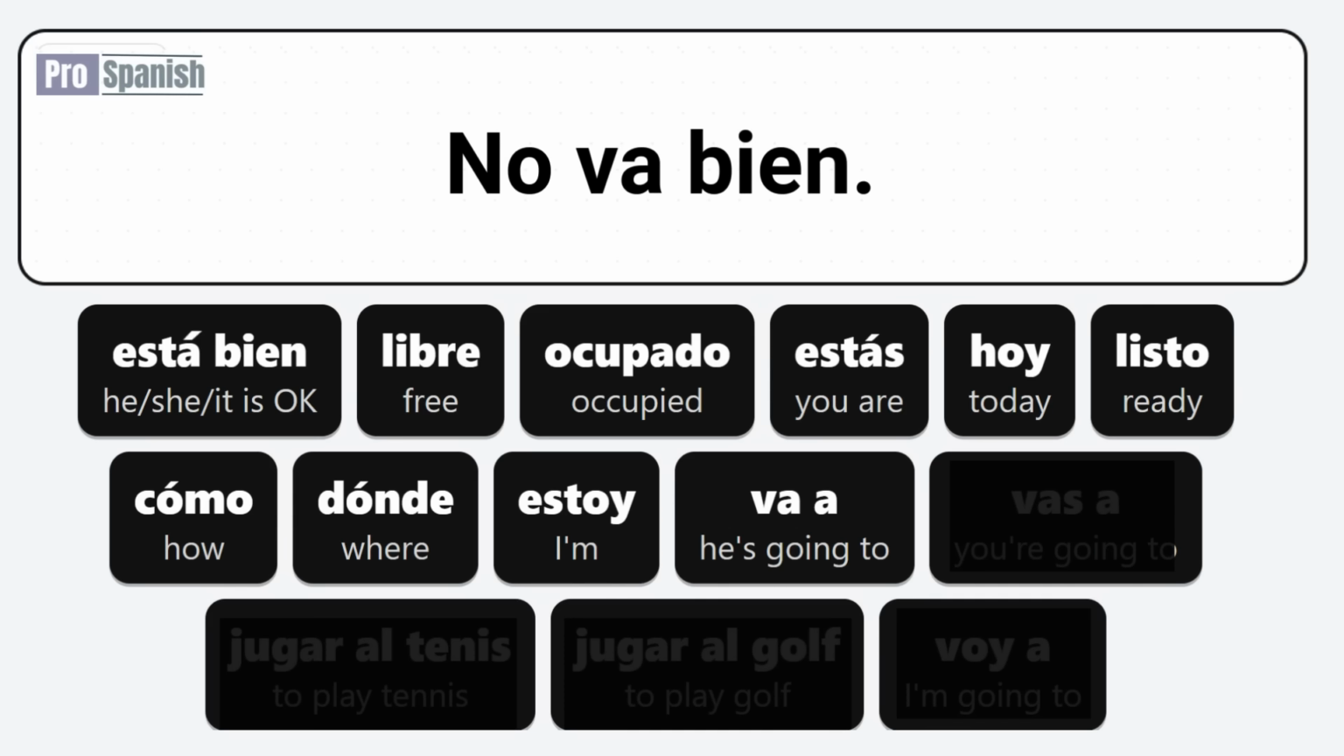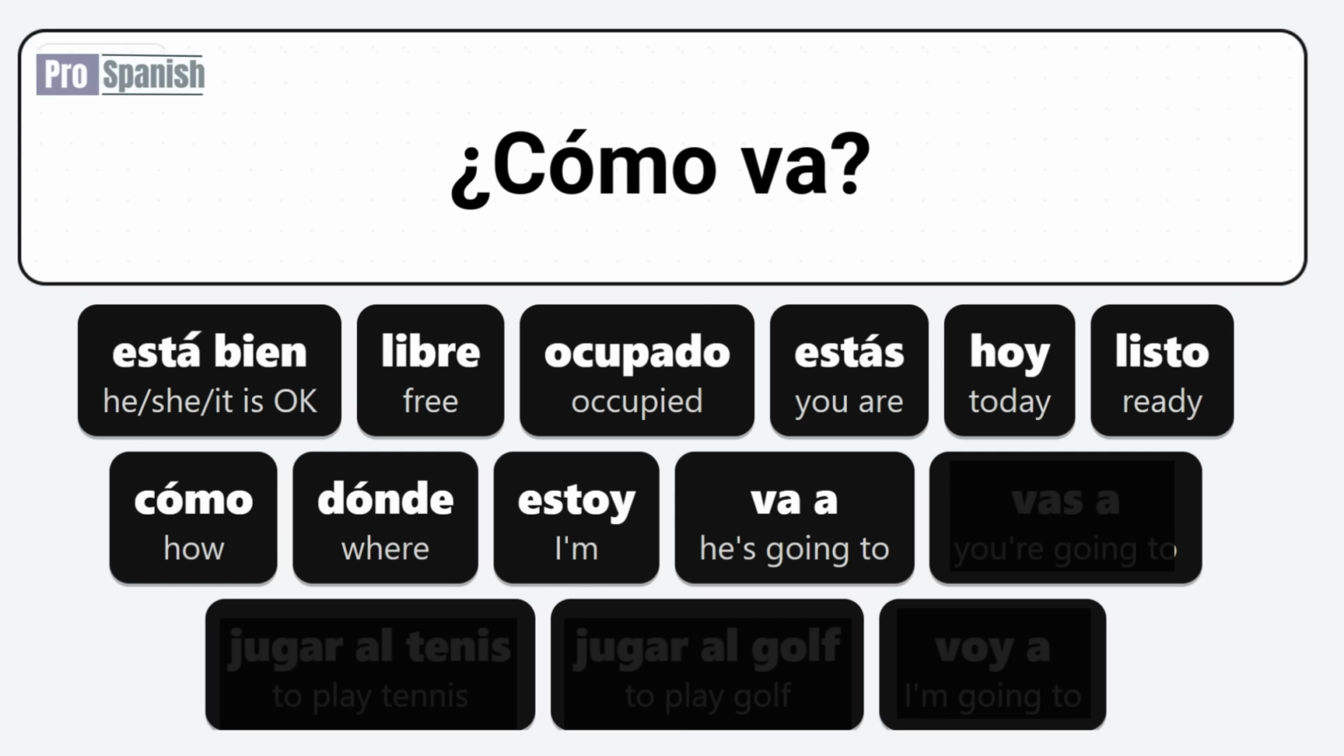How would you ask the question, how is it going? So the two words, very common question. How's it going? What would that be? ¿Cómo va? How's it going? So you could have ¿Cómo estás? How are you? But you could also have ¿Cómo va? How's it going? And you could answer, oh, yeah, it's going fine. Va bien.